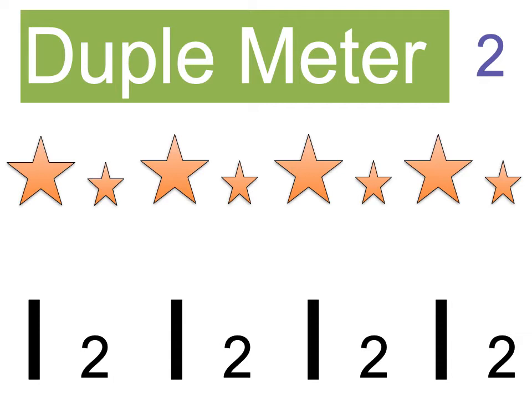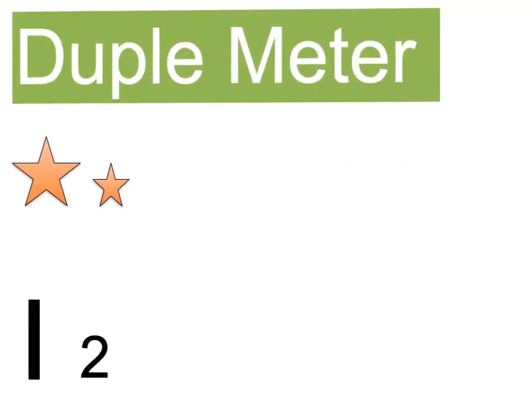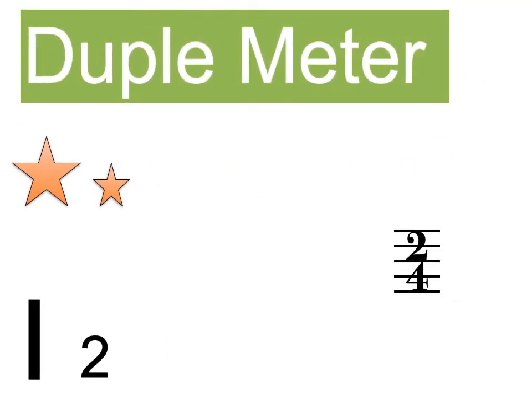Can you say that with me? Make sure your 1s are stronger and your 2s are weaker. Here we go. 1, 2, 1, 2, 1, 2, 1, 2. That's duple meter, when we have 2 pieces in our pattern that repeats throughout the music, and that is shown by the time signature, for example, 2-4. That top number 2 shows us that there are 2 pieces in the pattern that repeats throughout the music.